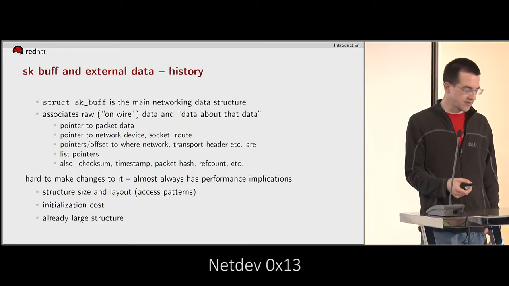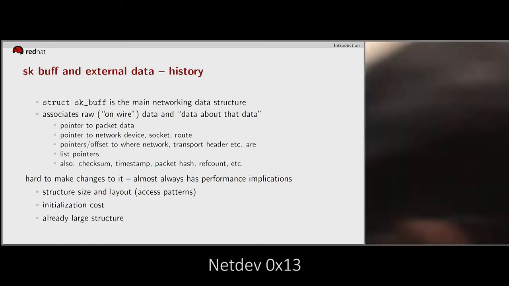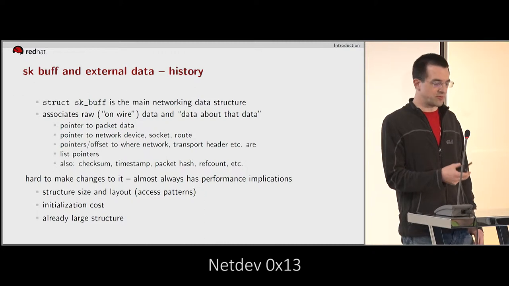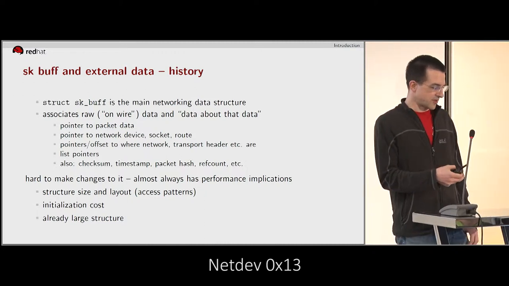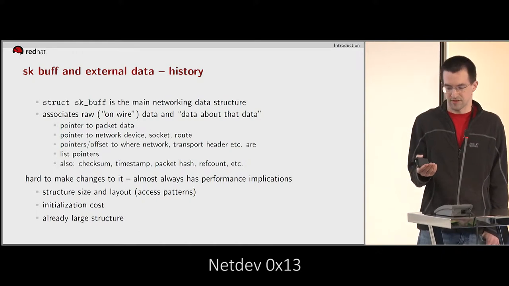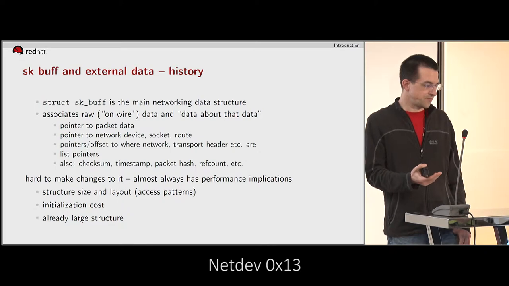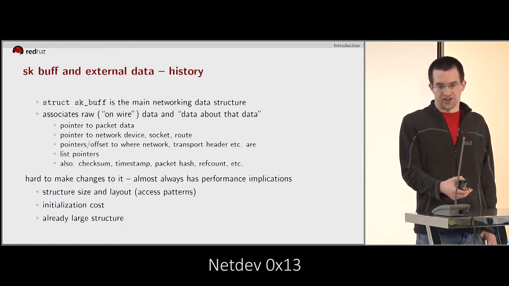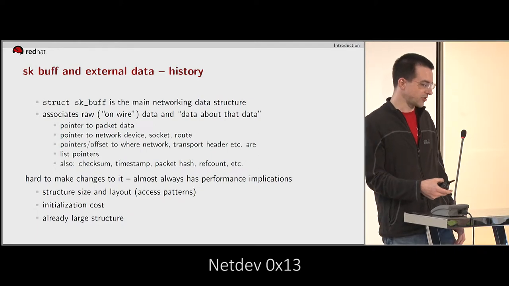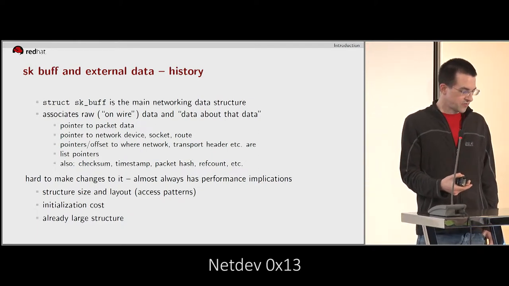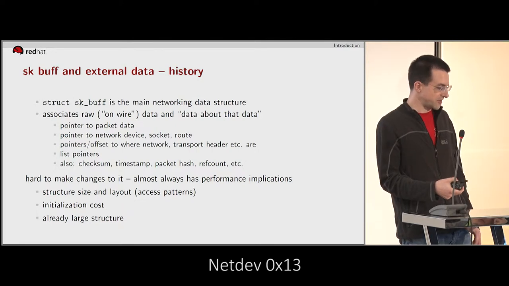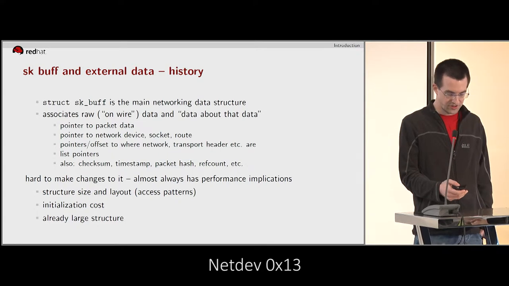There's also a timestamp when the packet arrived, a checksum, packet hashes, and so on and so on. And it's very hard to make changes to the structure, because as soon as you make large changes in the struct, even just adding a pointer somewhere, it almost always has a performance implication, because the structure is used everywhere and the struct size and layout have an immediate effect because of access patterns. For instance, if you have a code path that is executed per packet 10 million times per second, and your change causes some data to be split across a cache line, then this can make a huge difference. The other reason is that whenever we allocate a structure, we need to initialize most of it. So every cache line, and it's 4 cache lines in total on most architectures, will be touched. The structure is fairly large. It's something like 224 bytes.